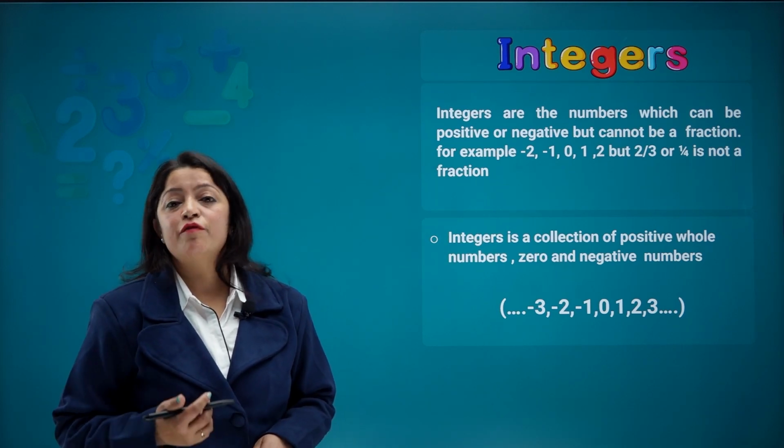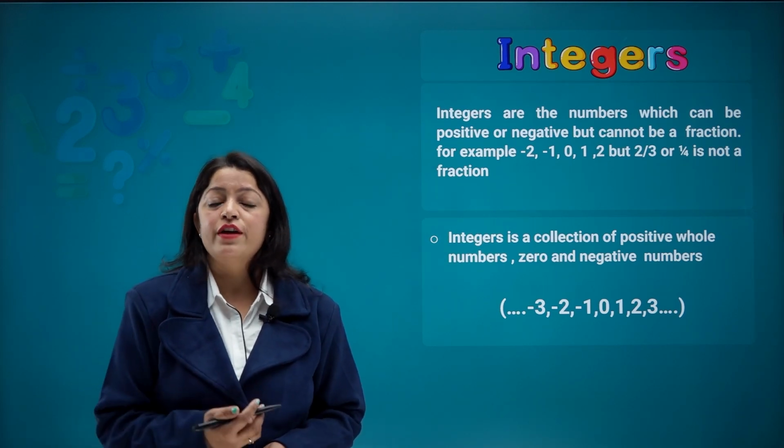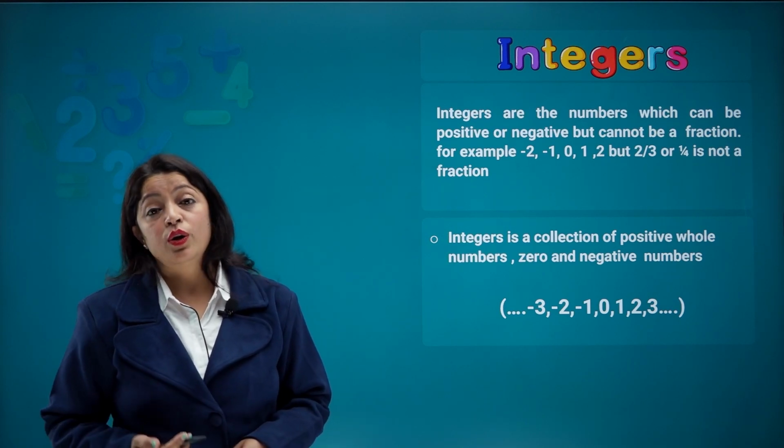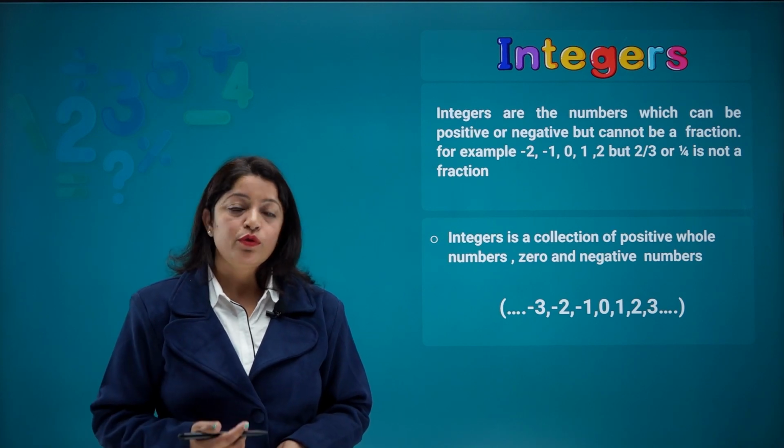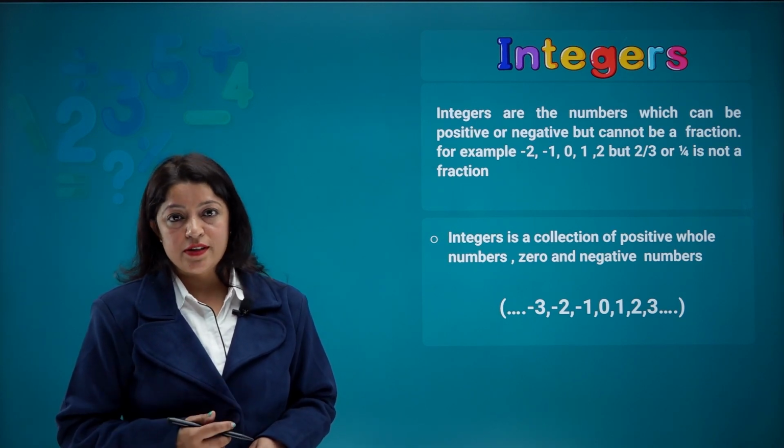For example, we have -2, -1, 0, 1, 2, 3, 4 and so on. All the numbers, they will be integers. But the fractions like 1 upon 2, 3 upon 4, they will not be integers in this case.